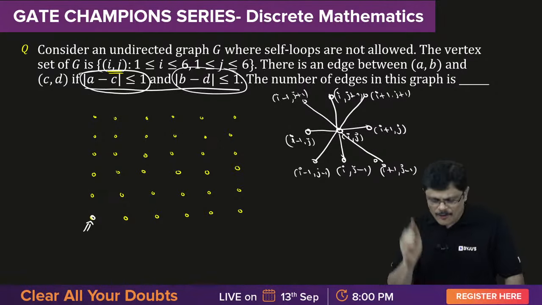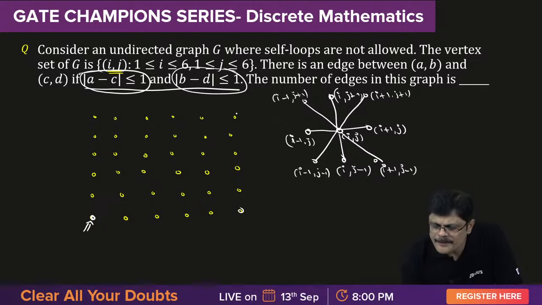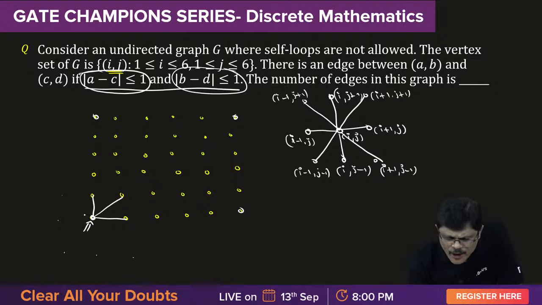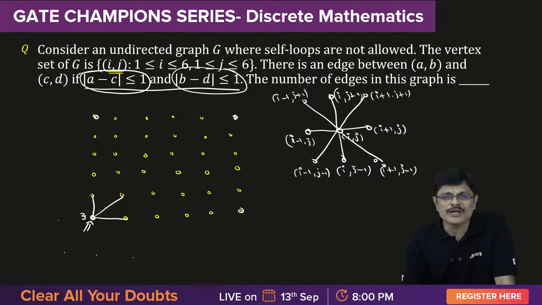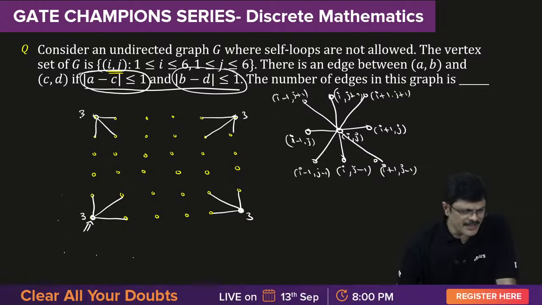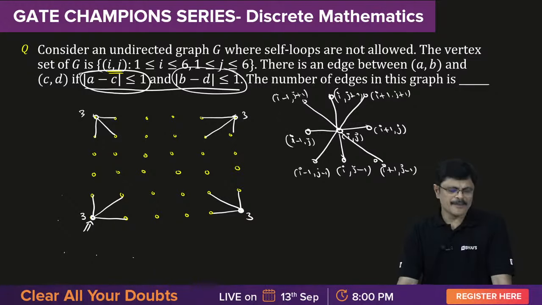Am I clear? Now if you see the corner fellows, we have only 3 such fellows available, because these other points are not available. So for this fellow, only 3 vertices can be adjacent, so the degree of this vertex is 3. Similarly, for this fellow also same story. This can be adjacent to only 3 fellows, and this also, and this also. So the degree of each corner vertex will be 3 only. Is that clear?